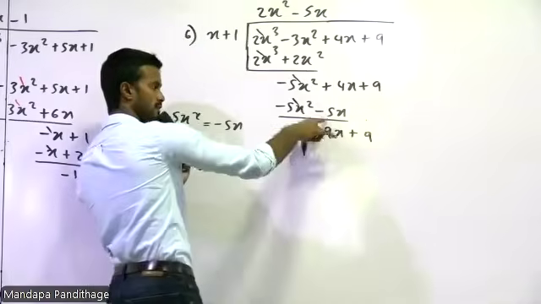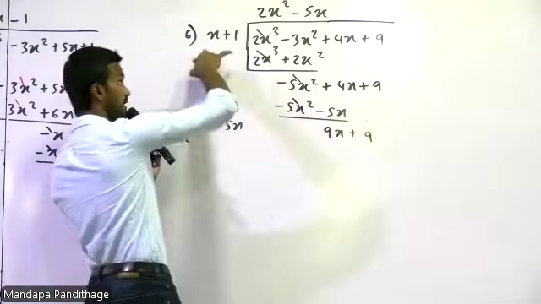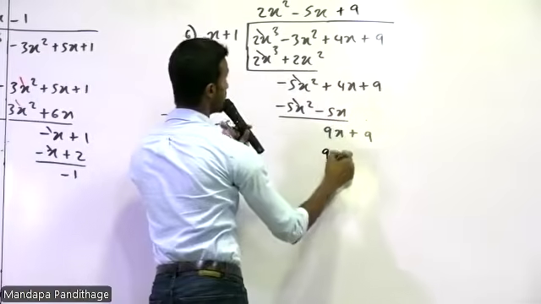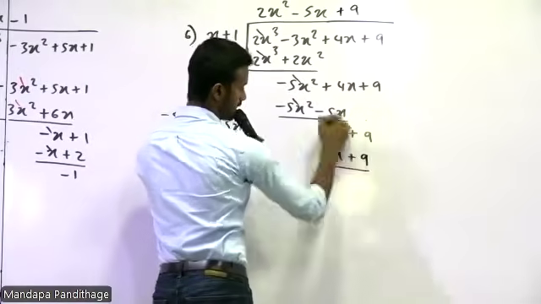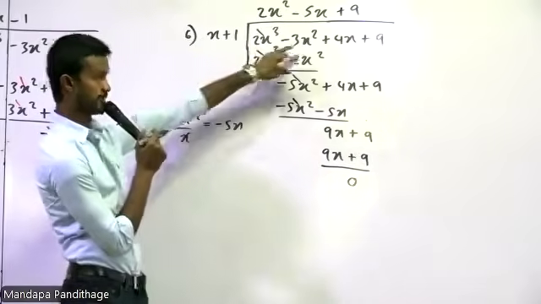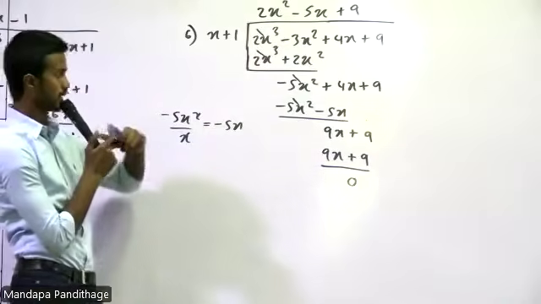4 minus minus 5 is 4 plus 5. So it's 9, and 9 directly comes down. 9x divided by x is 9. So when you multiply, it's 9x plus 9. These two cancel off and it's 0. So when you divide this by x plus 1, the remainder is 0. Got it?